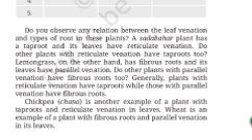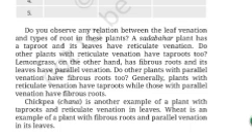Then, do you observe any relation between the leaf venation and type of root in these plants? A Sadabahar plant has a taproot and its leaves have reticulate venation. Do other plants with reticulate venation have taproots too? Lemongrass, on the other hand, has fibrous roots and its leaves have parallel venation. Do other plants with parallel venation have fibrous roots too? Generally, plants with reticulate venation have taproots, while those with parallel venation have fibrous roots, as I told you.